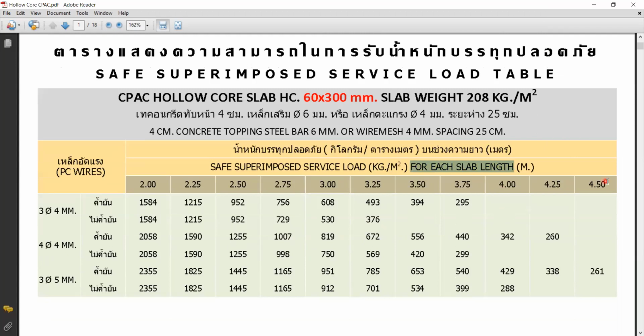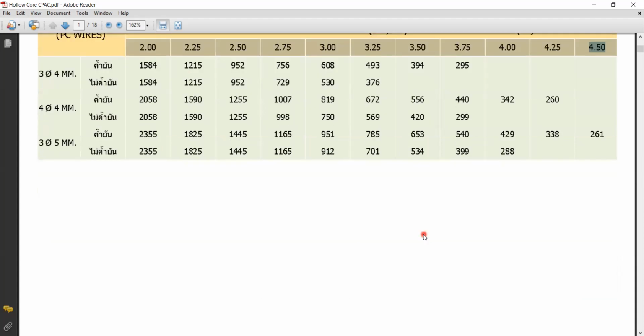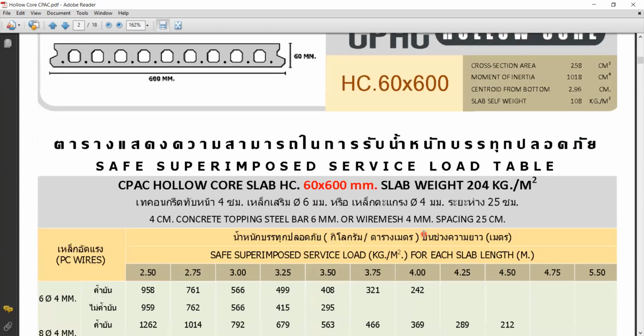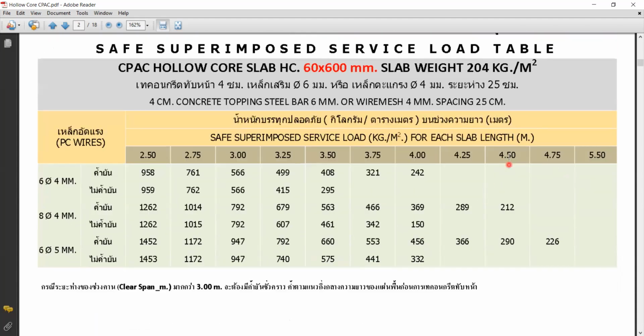So here we are, you have a 4.5 meter span length, and you find that actually this one can take a superimposed load of only 261. So this one may not work, so you move on to the next one. And you see 4.5, you have more load now because you have different details here. Okay, and this is how you pick it.